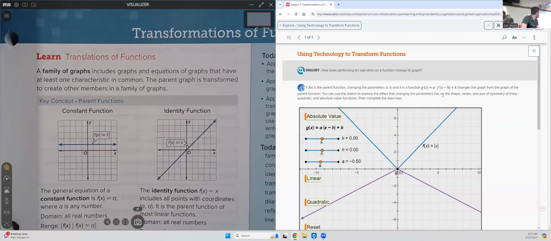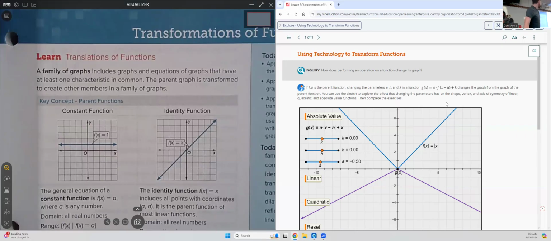And there's a form of a function that I will teach you about over the next couple of days, but it's right here. It's in the form g of x is equal to a times f of, f is not a variable, f of would be the function itself, f of x minus h and then plus k, changes the graph from the graph of the parent function. You can use the sketch to explore the effects that changing the parameters has on the shape, the vertex, and the axis of symmetry of linear, quadratic, and absolute value functions.